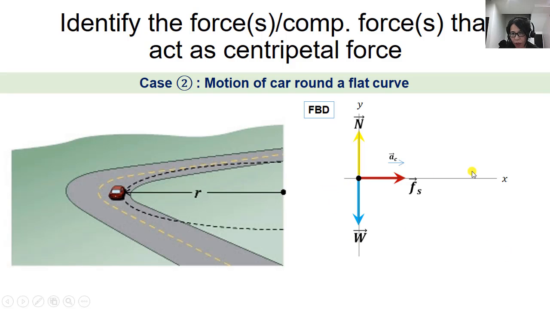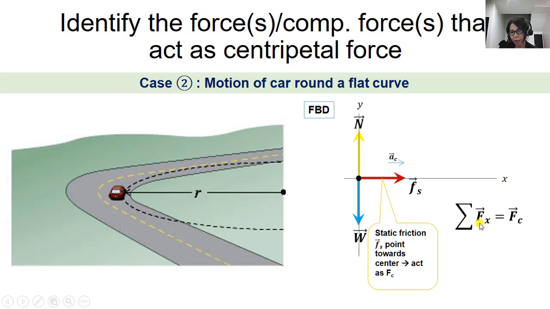Along the horizontal component, the only force is the static friction force, and this force points towards the center of the circle. So the static friction force will act as our centripetal force. We write the summation of forces equal to Fc. The net force here that points in the direction of the center is the friction force. So friction will be our centripetal force.